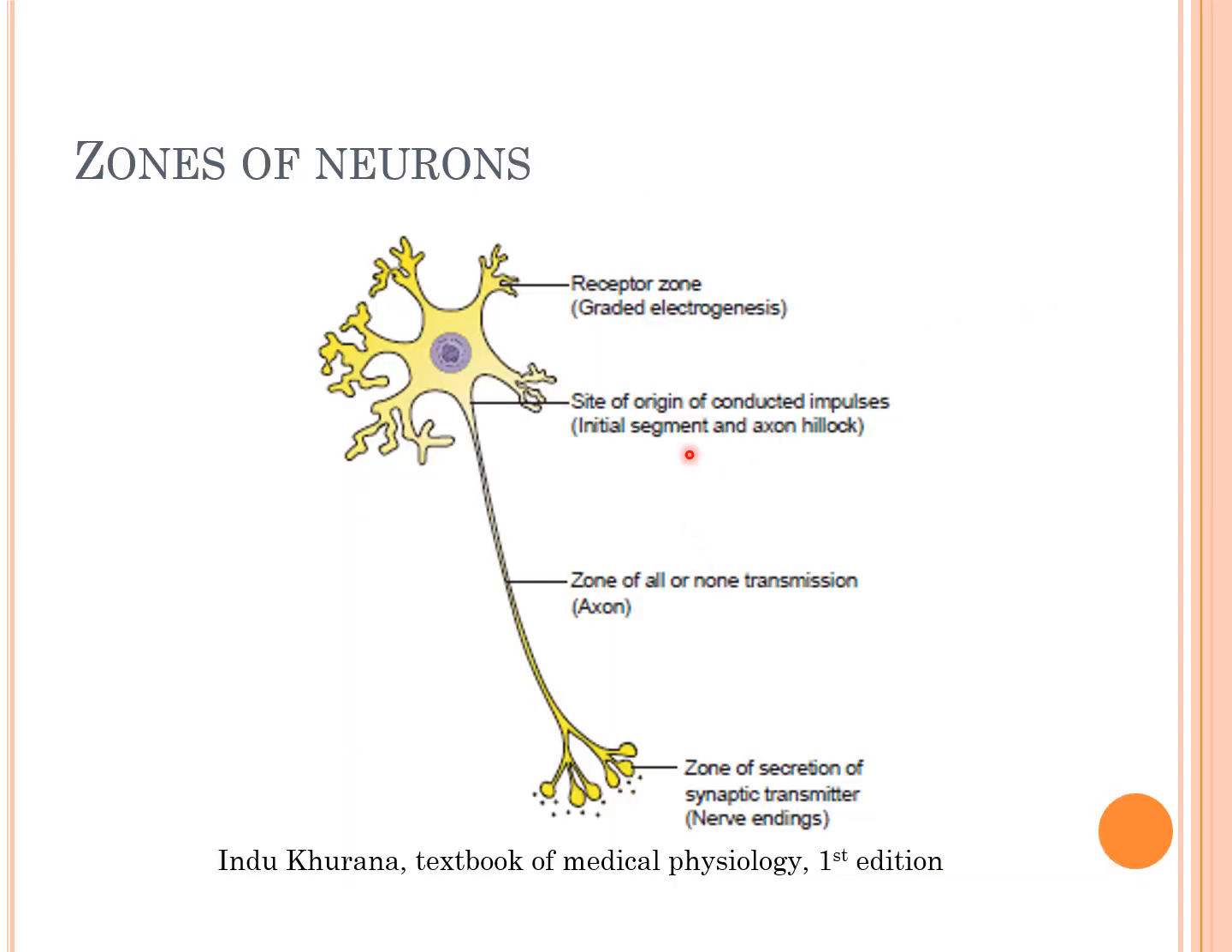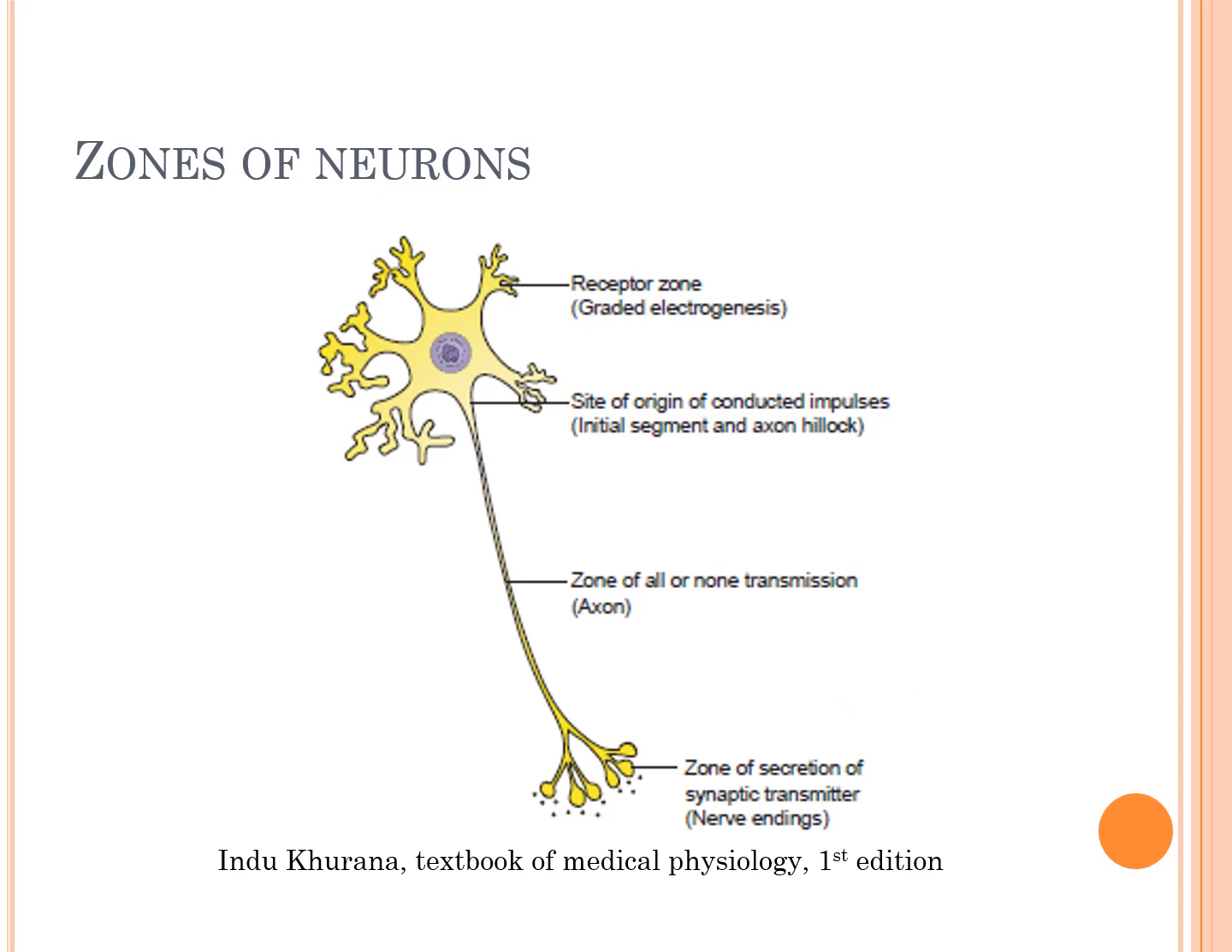So here we can see a picture showing the different zones of neurons. I told you this is the dendrites, which is the receptive process. Here is the place where graded potential is generated, and this is the cell body, and in the initial segment of the neuron the propagated action potentials are generated. This is the axon, where nerve impulses are transmitted to the nerve terminal. So this is the propagated zone, and this is the zone which secretes neurotransmitter, the zone of secretion of synaptic transmitter. This is the nerve endings.